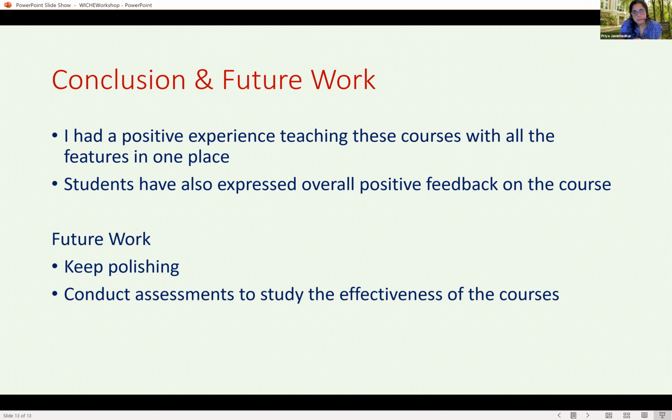Students have also expressed overall positive feedback when using these courses, which is encouraging to me. Again, work in progress. We are fine-tuning everything. So in the future, we will keep polishing, and we are also conducting more assessments to study the effectiveness of these courses and different features that we've implemented. So that's going to be my job this coming year.